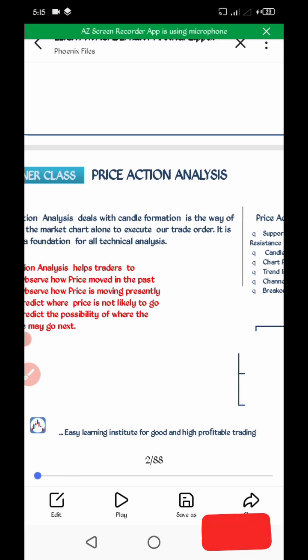There are many traders that focus on technical indicator strategy. Though I'm not saying technical indicator strategies are bad, they are still good, but you need the knowledge of price action analysis in order to be able to make use of indicator strategy accurately. So today I'll be explaining the basic things that you need to know about price action analysis.